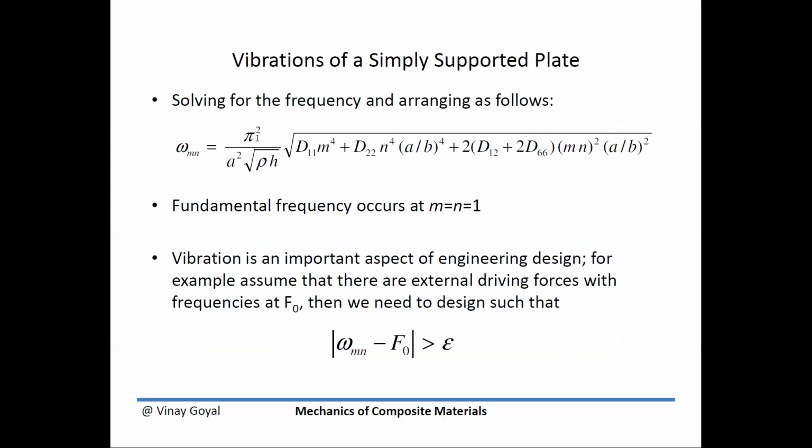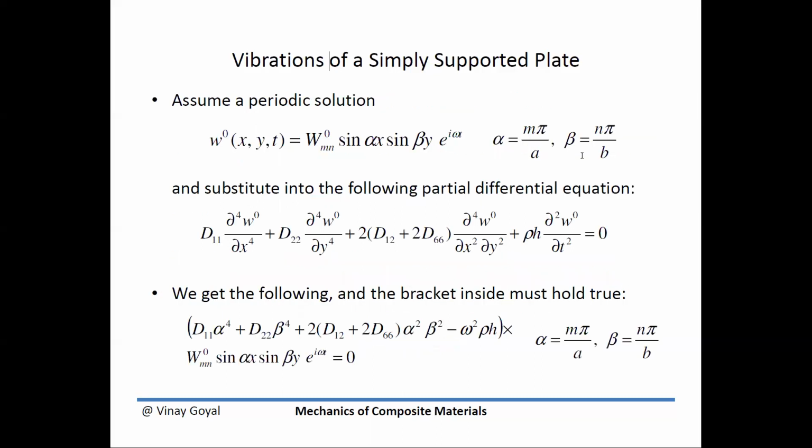Pi is 3.14159. A is one edge of the plate length. Rho is the density, h is the thickness. And so D11, D22, D12, D66 are the components of the bending stiffness D. M and N are basically quantities that have to do with the summation series that we had here, okay?